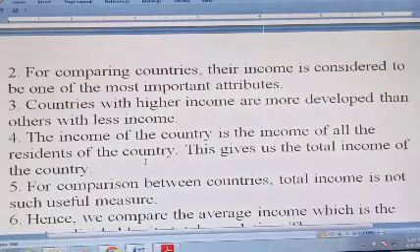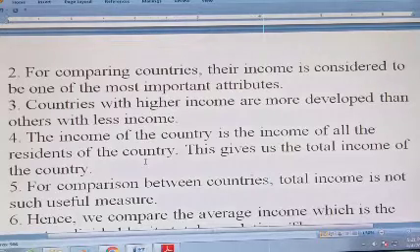The income of the country is the income of all the residents of the country. It means as many persons as are living in the country, whatever money they are earning, this gives us the total income of the country. This is known as the national income. The sum of all the income of the persons is known as the total income of the country.